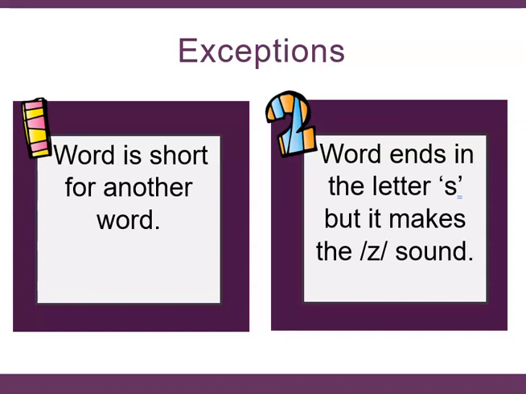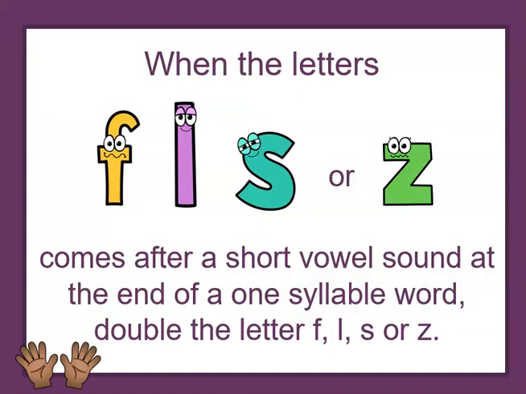So remember, the floss rule is when the letters F, L, S, or Z come after a short vowel sound at the end of a one-syllable word, you're going to double that letter. You're going to double the F, you're going to double the L, the S, or the Z.